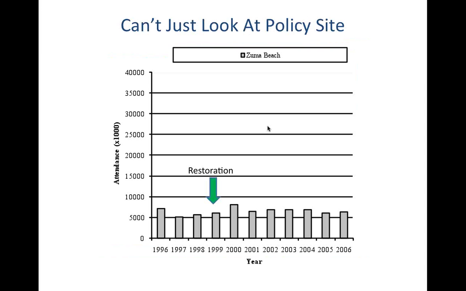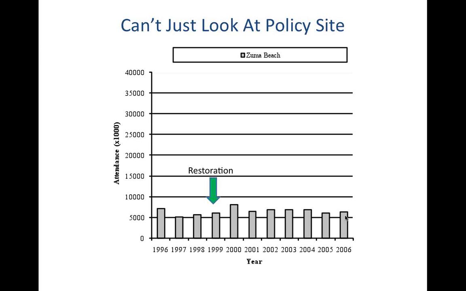Well, if we just look at the policy site, we're fortunate in that we have beach attendance data that's been collected for this beach for a period of roughly 10 years when I did the analysis. And the restoration occurred right there in the middle. And you can see that it's difficult just looking at this set of data, attendance for this one beach, whether this restoration is responsible for any change in attendance after the restoration. That's because we don't know what was going on in the rest of the world.